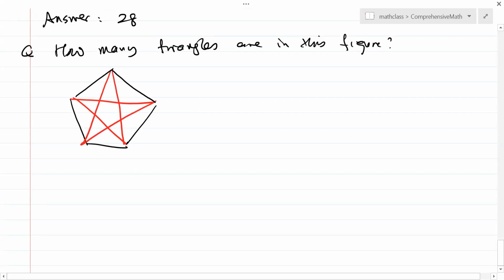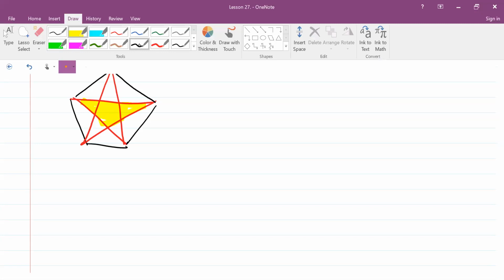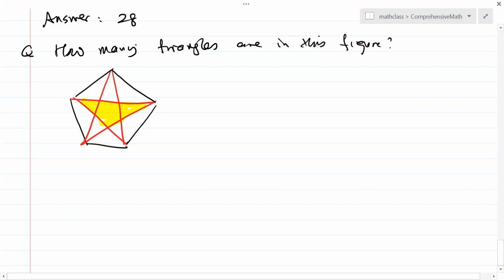You have to count them according to some classification, so you're not going to miss any of them, okay? How does a triangle look? A triangle could be any triangle like this. This is one triangle, just to give you an example, all right? So you need to find a way to classify them, and for each category, then you can count those triangles. So you're not going to miss any of them.